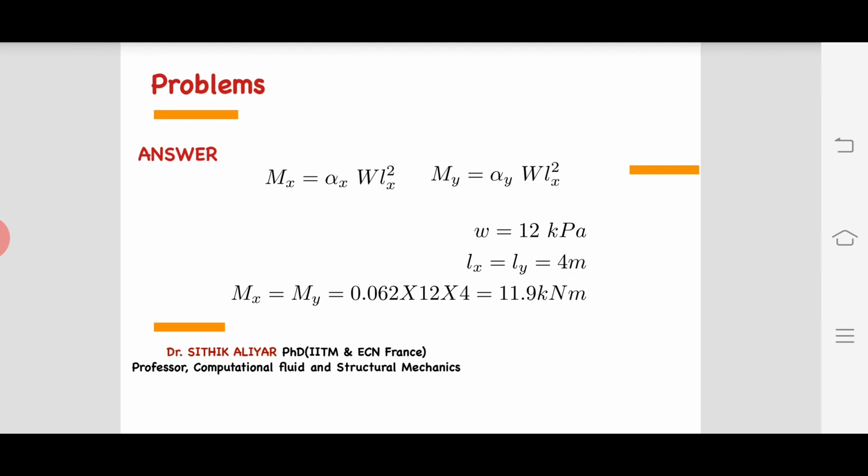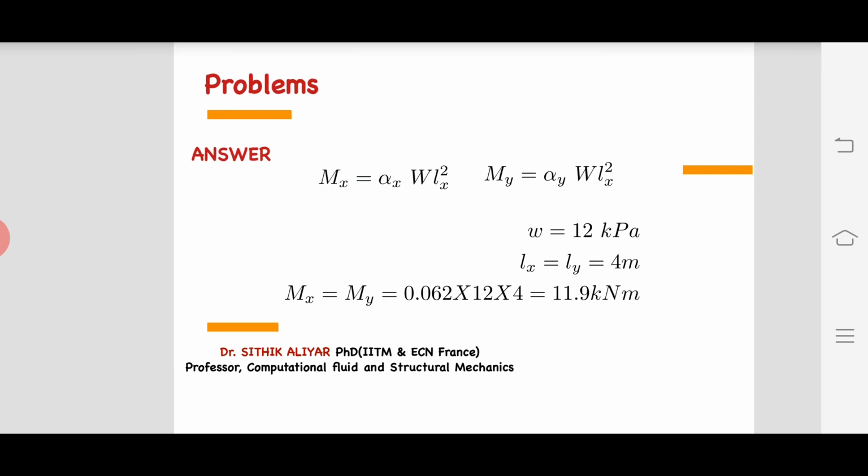You know the formula, Mx equals alpha x W Lx square, My equals alpha y W Lx square. So the load is given, W kPa, Lx and Ly they have given 4 meter. So just multiply alpha x W Lx square, both are same since it is a square slab. So the answer is 11.9 kilonewton meter.